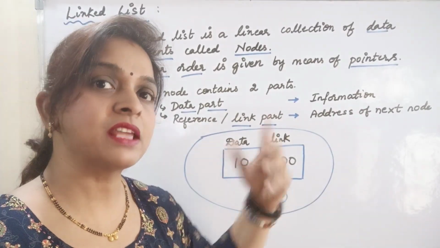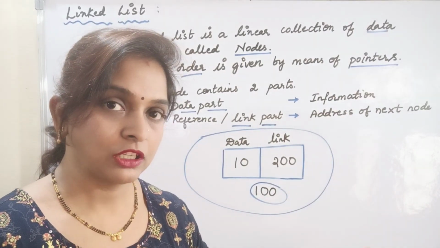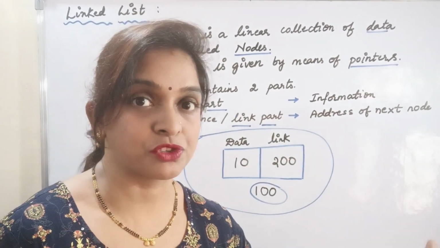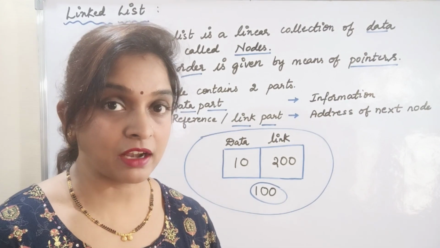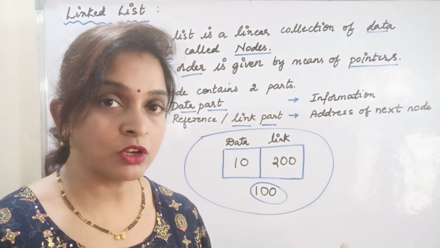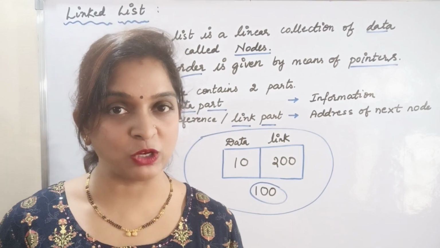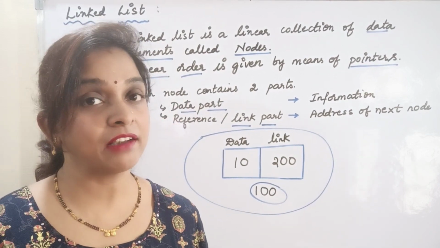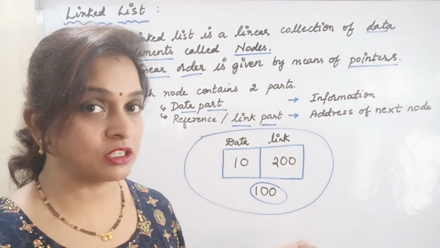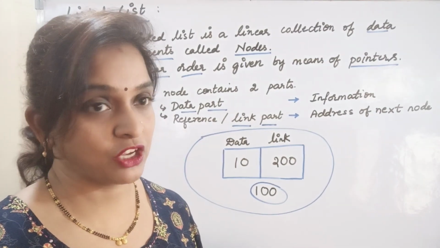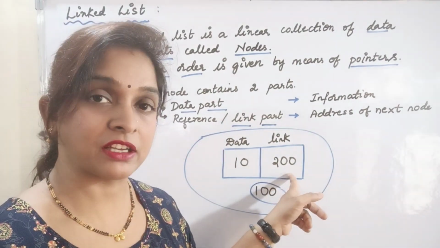And link means the address of the next node. So like this, we will be creating nodes during runtime. And in order to create those nodes during runtime, we have to make use of dynamic memory allocation. How to create those nodes? We have to see the concept of dynamic memory allocation. And in the link part, we will be having an address.